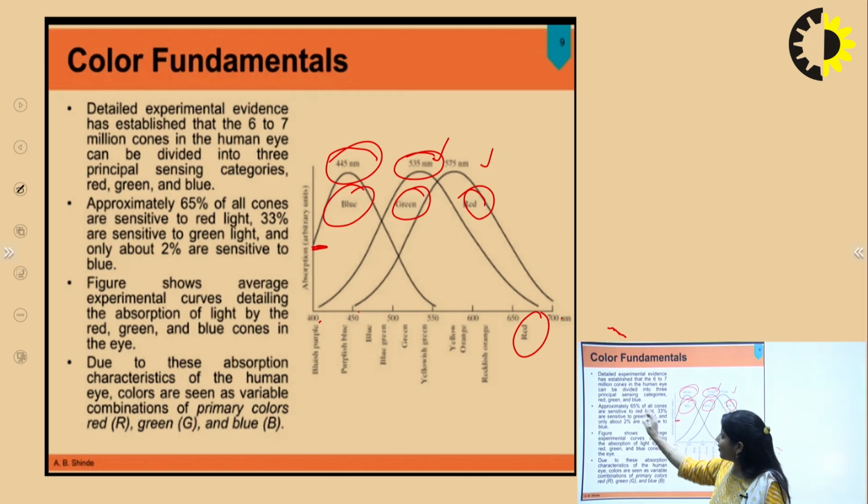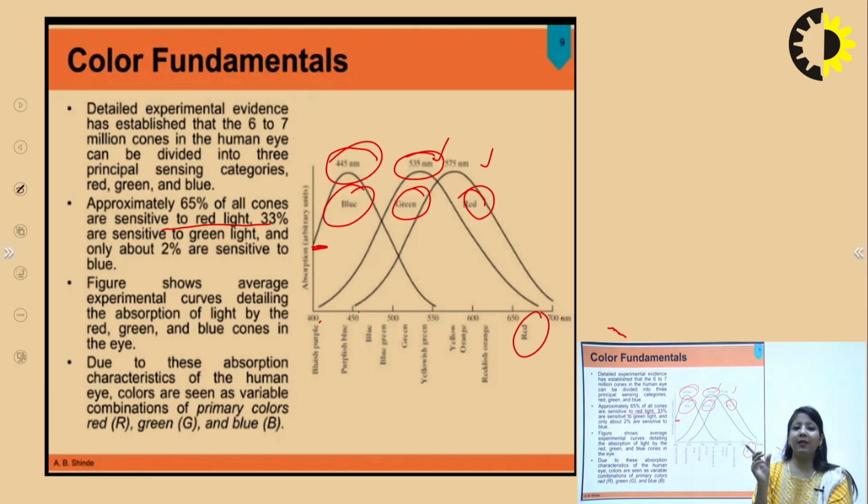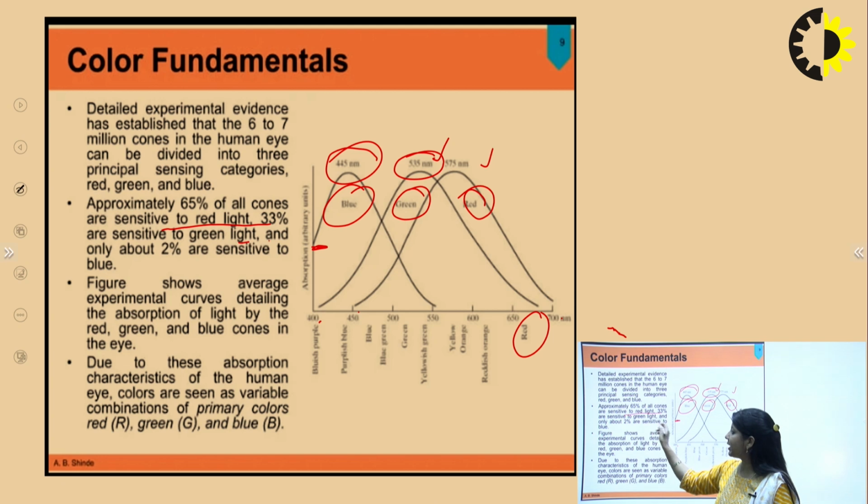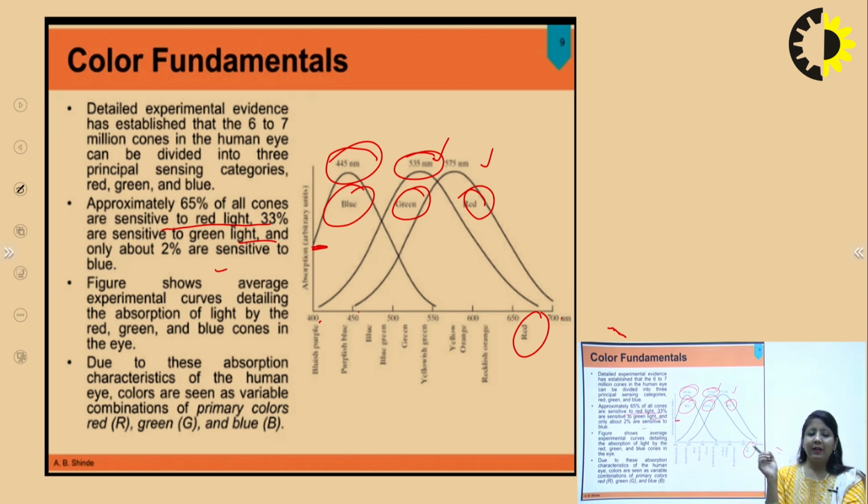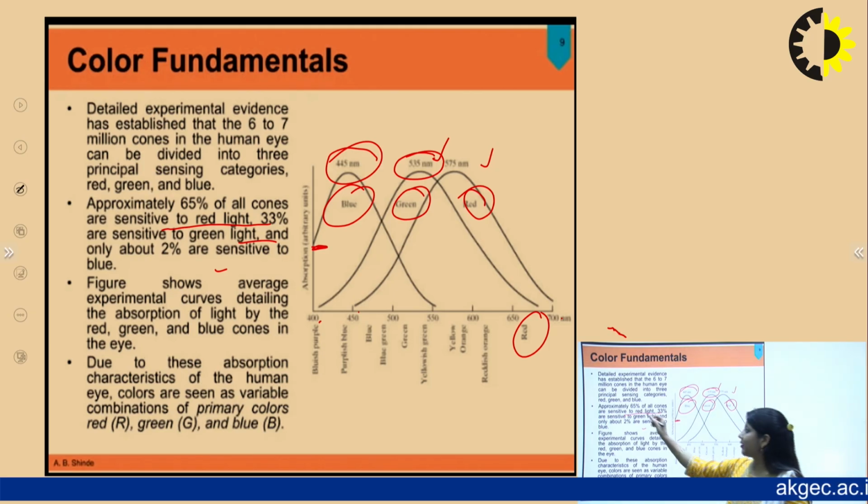Approximately 65% of all cones are sensitive to red light. The human eye has different layers, and cones are responsible for perceiving or visualizing the color in any image. Red light perception is 65%, 33% are sensitive to green light, and 2% are for blue light. So as in a traffic signal, red color can be visualized from a greater distance, and customers can easily see it because its sensitivity is very high.